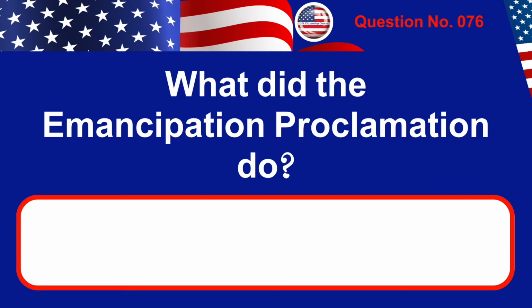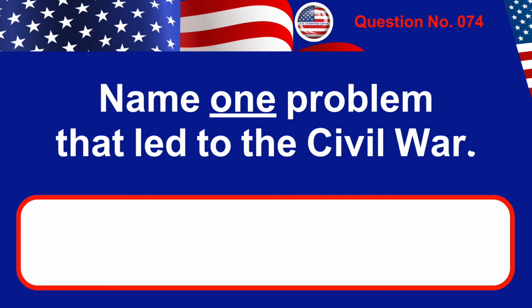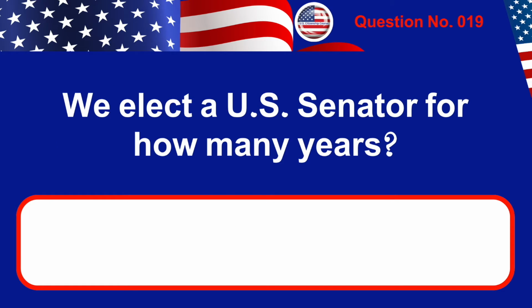What did the Emancipation Proclamation do? Freed the slaves. Name one problem that led to the Civil War. Slavery. We elect a U.S. Senator for how many years? 6.